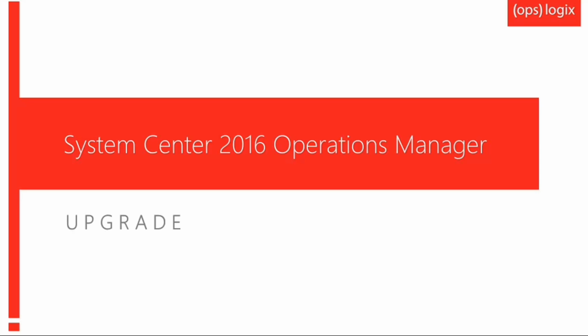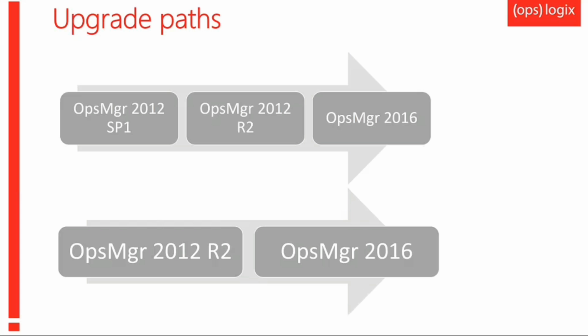Now this is if you want to install a new environment, but we're expecting, certainly the people on this webcast, that you already have Operations Manager running, probably 2012 or 2012 R2, and that you want to upgrade from that point into 2016. So we're going to look into how to approach that and how to do that.